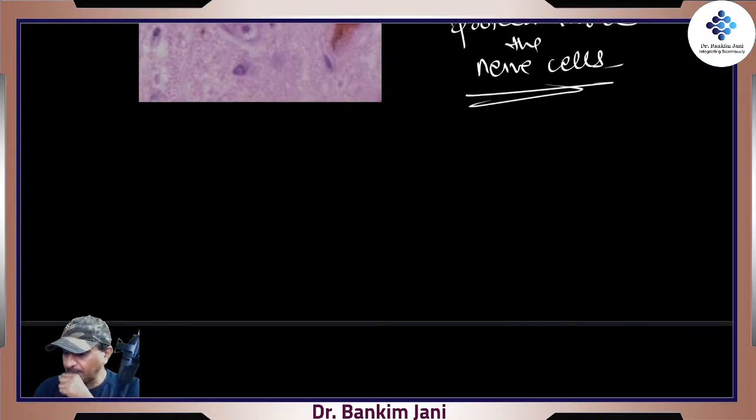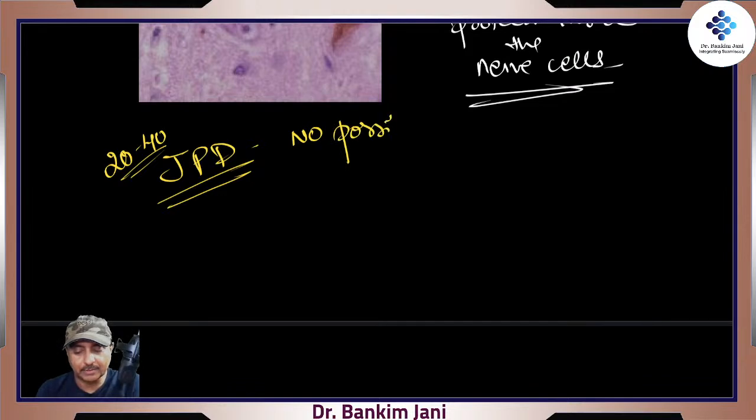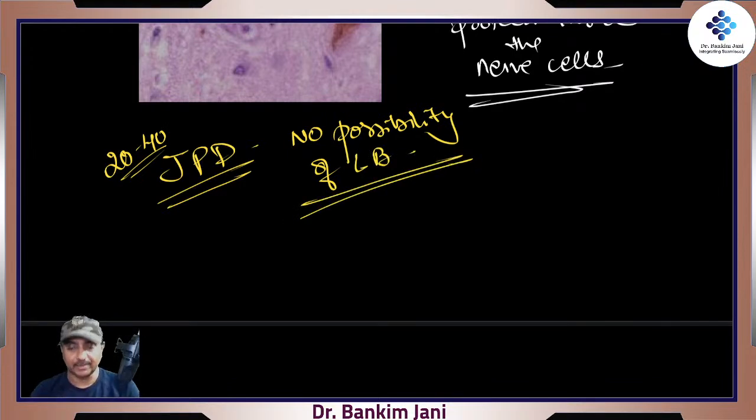Now, just a few minutes before we talked about juvenile Parkinson's disease, right? That is something which occurs at a young age, 20 to 40 years. In the elderly, when you examine, yes, you will find these Lewy bodies. But in juvenile Parkinson's disease, this is very interesting. There is no possibility of Lewy bodies. It cannot occur. Reason?